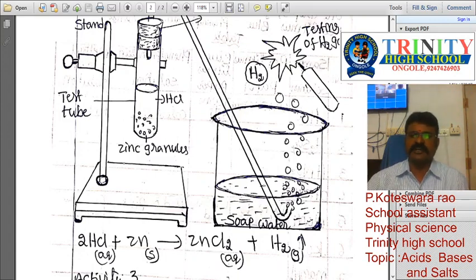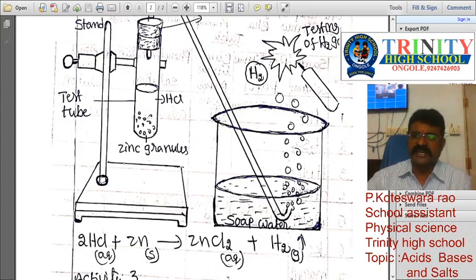Then a chemical reaction takes place between zinc granules and hydrochloric acid. A colorless gas is produced and passes through that delivery tube. How is it possible to identify that the colorless gas is coming? By observing the bubbles, air bubbles.